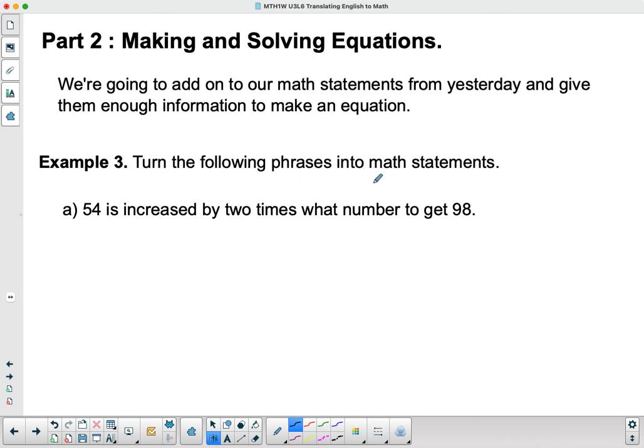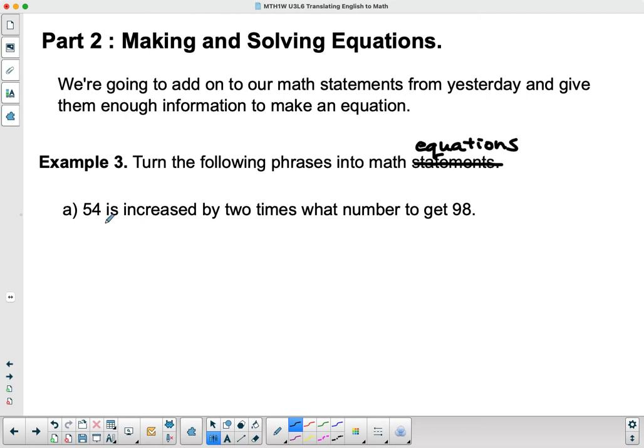Okay, so example 3, turn the following phrases into math statements. That should probably say math equations, and then we're going to solve. So 54 is increased by 2 times what number to get 98?